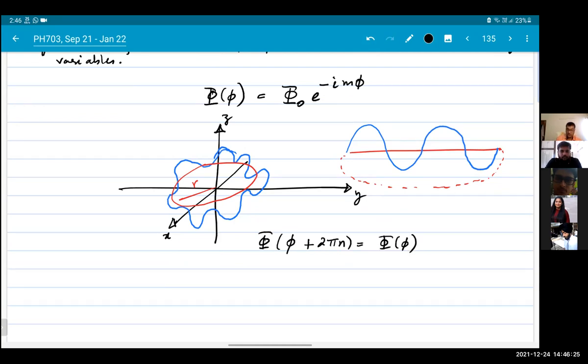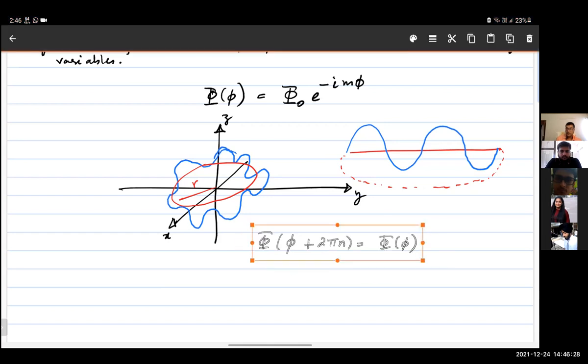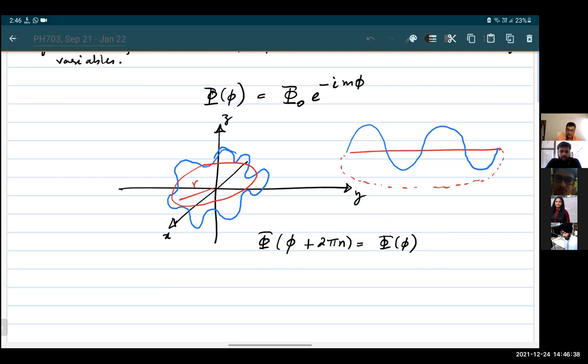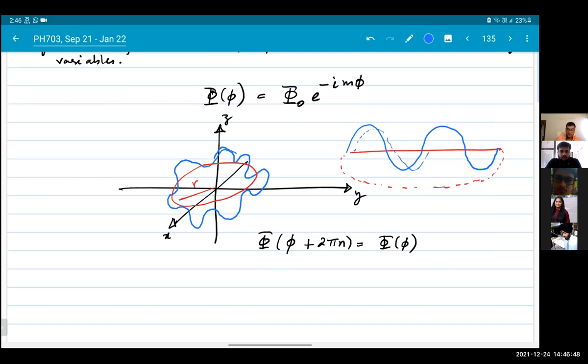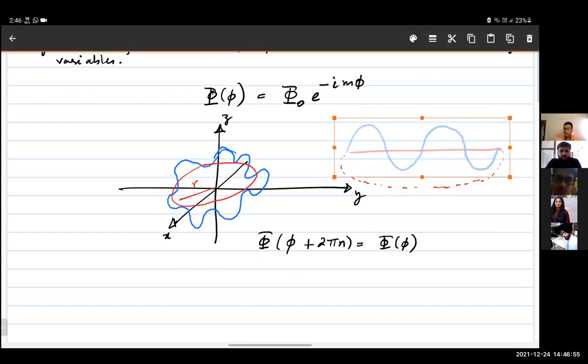What does this requirement imply? This requirement tells you that your state should be single valued. That means when I go around the circle, I should not come back like this. The wave function should match up. It should meet up with itself. So for instance, in this illustration, I have shown that exactly two wavelengths are fitting into the perimeter of the circle.